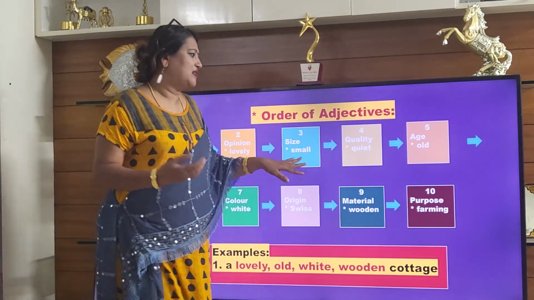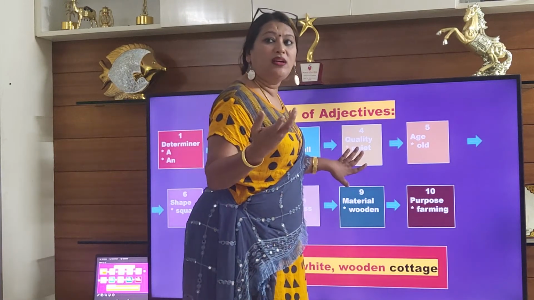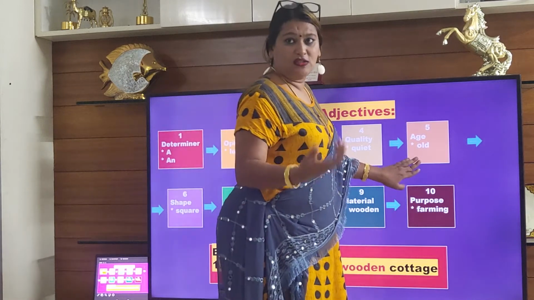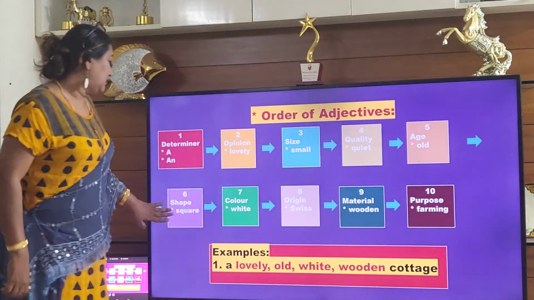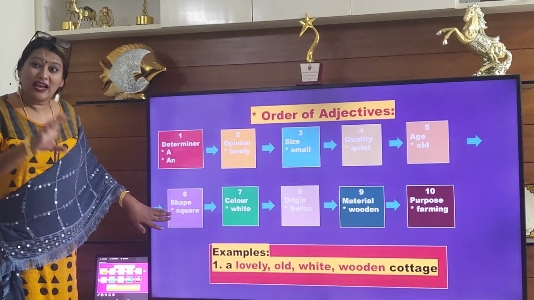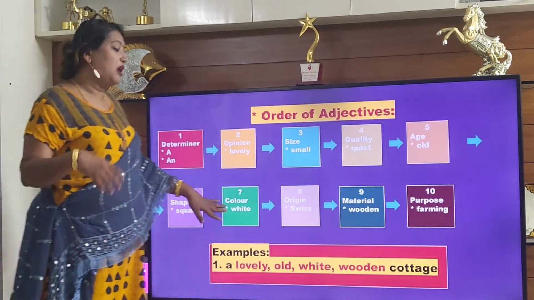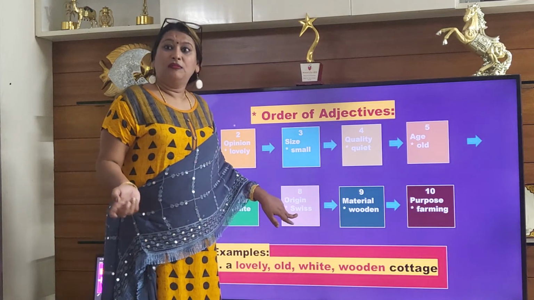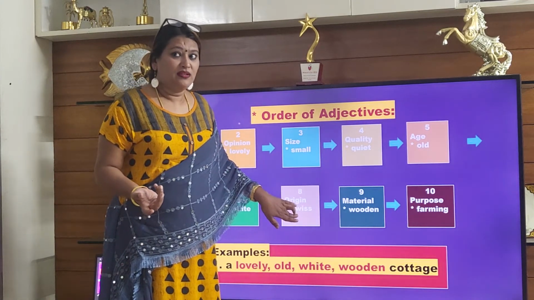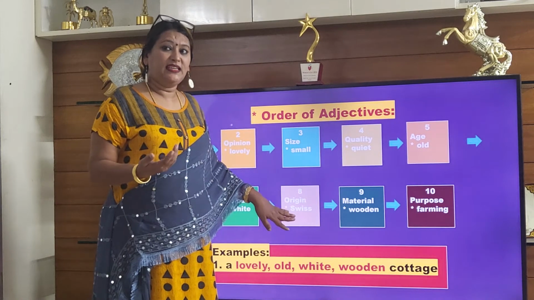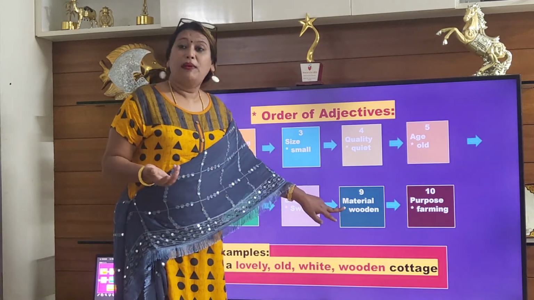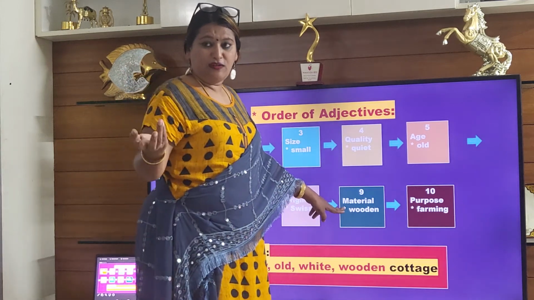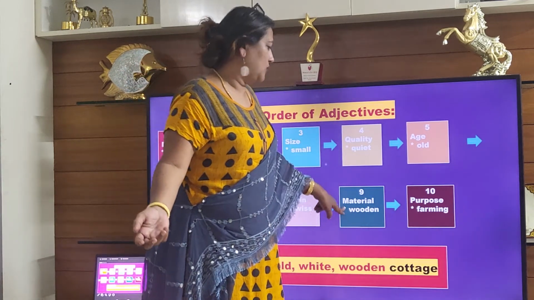Size. You describe the size. You describe the quality, how it is. It's quiet by nature. Age. Is it old or young? The shape. Describe a particular thing by its shape. Color. Then origin. Which origin does it belong to? It's Indian or Chinese or Swiss, right? Material. You're talking about a thing. Is it wooden? Is it made of wood or plastic or whatsoever?